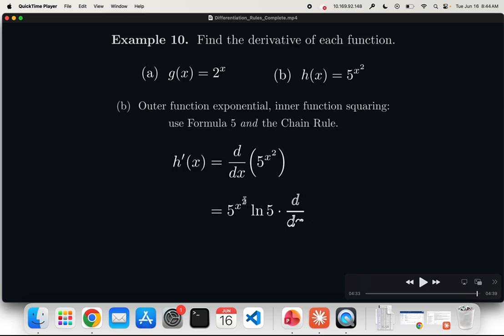Then you differentiate the inside. The inside is x squared. So now you have to differentiate x squared, and that's just 2x.